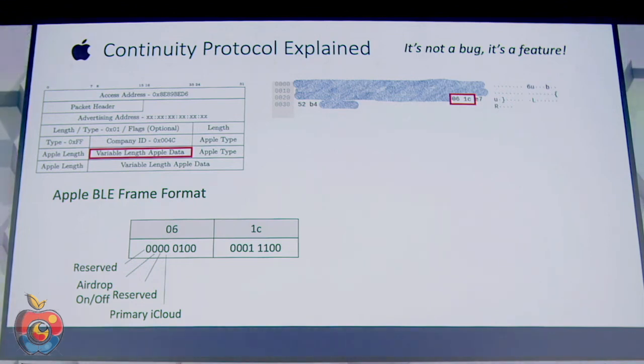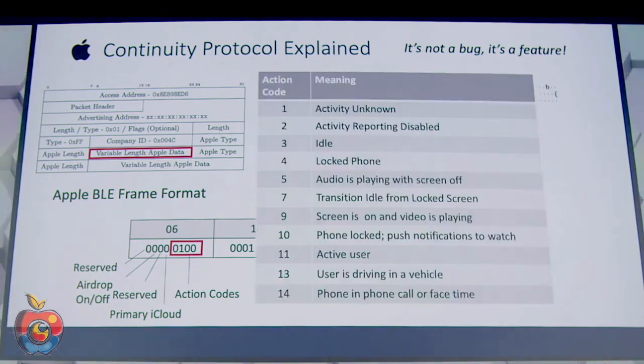So primary iCloud is letting you know which device was basically first on the network or on the protocol with your iCloud account. So that's what that bit is for. The next one is action codes, and this is probably the most sensitive information. You'd think, oh, there's only 4 bits, that's not that much, but it's very interesting. If you take a phone call or use FaceTime, your phone will start beaconing action code 14, saying, oh, this person's in a phone call. If you get into your car and you start driving, it'll start beaconing action code 13.